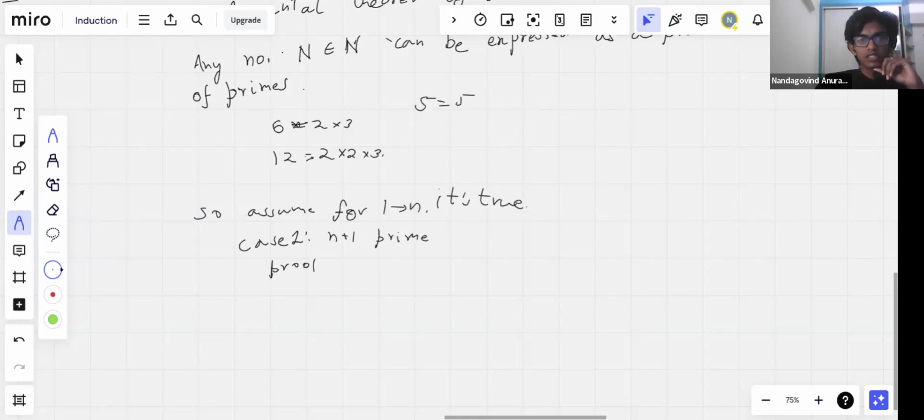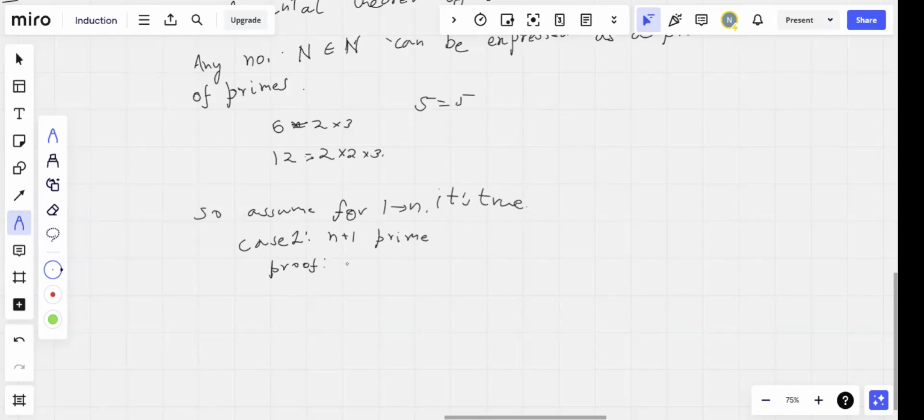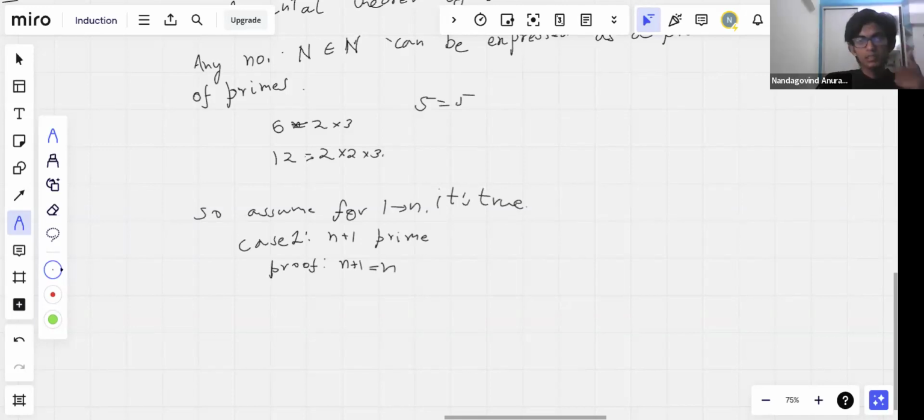Okay, so what happens if n plus 1 is prime? Because n plus 1 is prime, it's already a product of primes, so it's just n plus 1. Or if you want, you can write it as n plus 1 times 1, where 1 is not a prime, but we're just expressing that we're writing this as the product. So this just clears off the case when n plus 1 is prime.